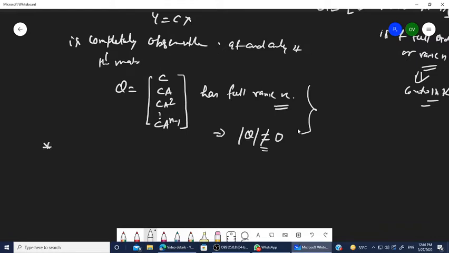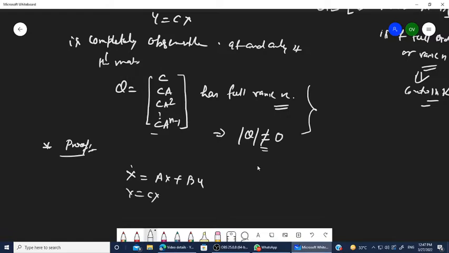Just now we are trying to find the proof of this theorem, and why we write such equations in order to fulfill this criterion. So x dot equals Ax plus Bu, and y equals Cx.